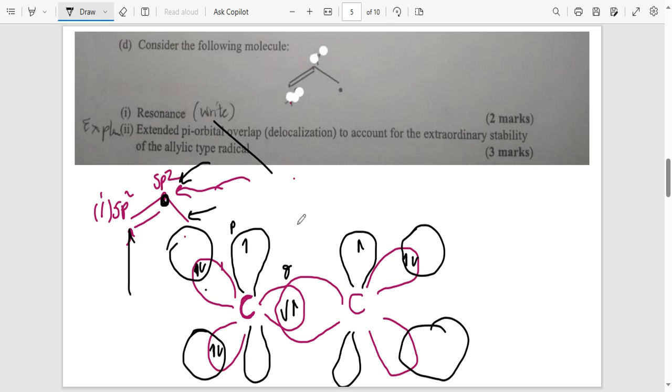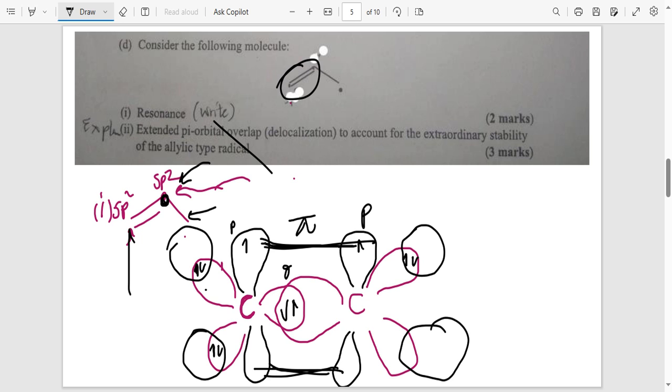Now, these p orbitals can actually overlap on top and down. So that parallel overlap, you can see this overlap here is parallel. That parallel overlap is going to result in the formation of a pi bond, and that is what accounts for the double bond that we are able to see.